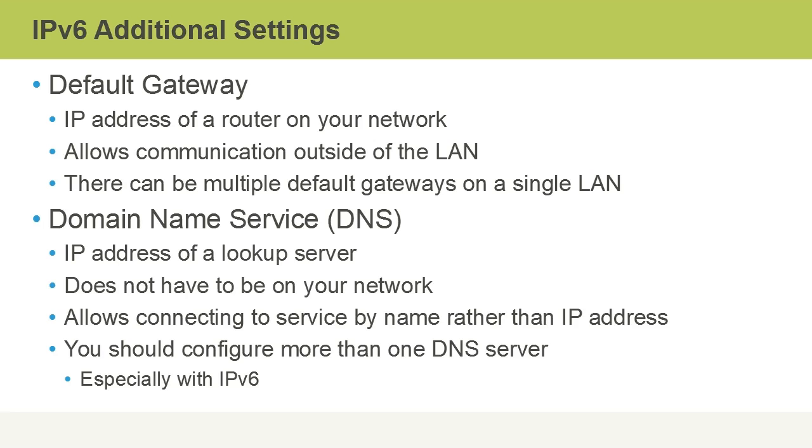DNS servers play the same role in IPv6 as they do with IPv4. They are lookup servers that do not have to be on your network, and they allow connection to services by name, which is easier to remember than the IP addresses, especially with IPv6. So the interesting thing about this, of course, is that when we build a host record in a zone in DNS, so that would be a lookup record that has a name that maps to an IP address, in IPv4, that's called an A record. In IPv6, it's called a quad A record, or AAAA.